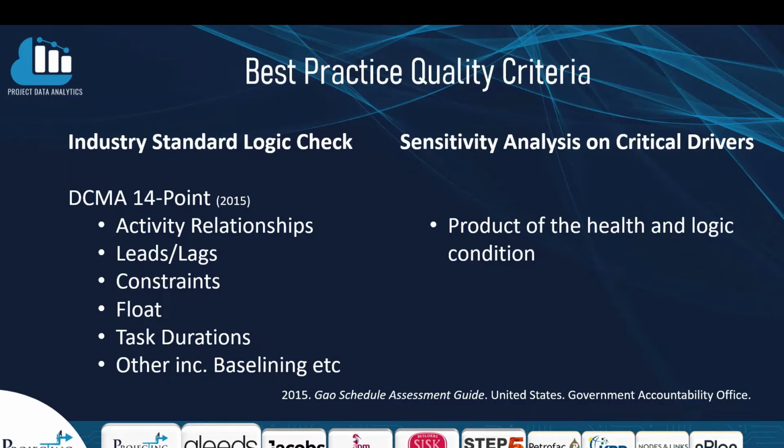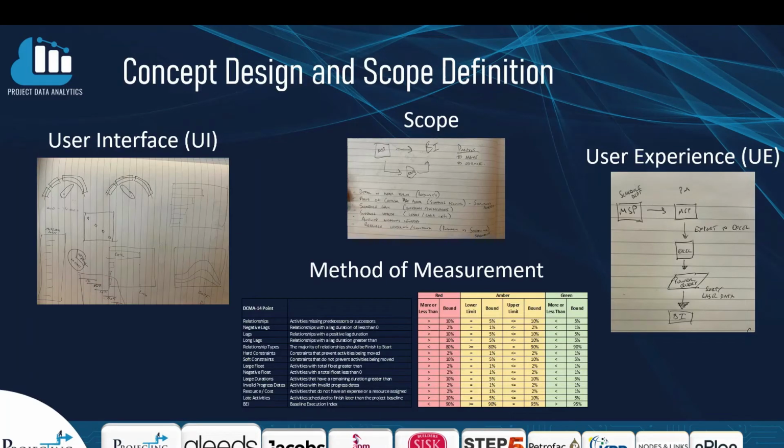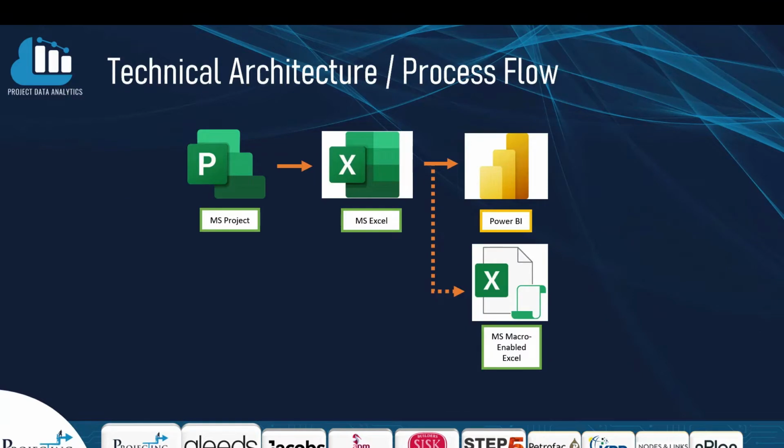In considering the features of the tool, we looked at industry best practice schedule assurance criteria, the most well-known being the DCMA 14-point check. We also felt that it would be valuable to consider some metrics around the critical path and critical activities. We began to develop the concept and start to consider what the user interface should look like, some of the measurements and parameters of the key criteria, the user experience, and critically to bound the scope given the limited time available.